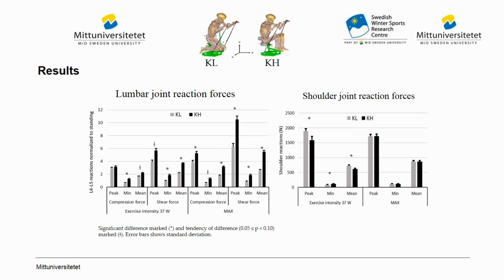watts. During maximal exercise, the power output was higher for knees high, KH, but there was no difference in the shoulder joint reactions. So therefore, it was concluded that for similar power output, shoulder joint reactions were higher for the KL position.